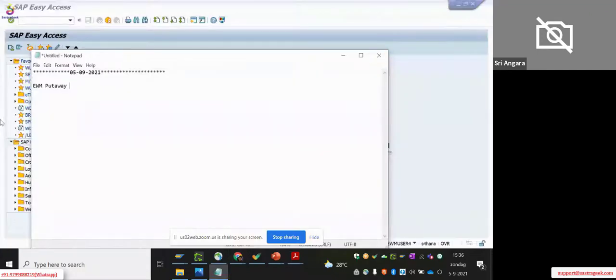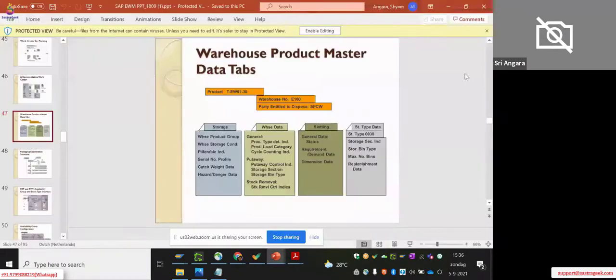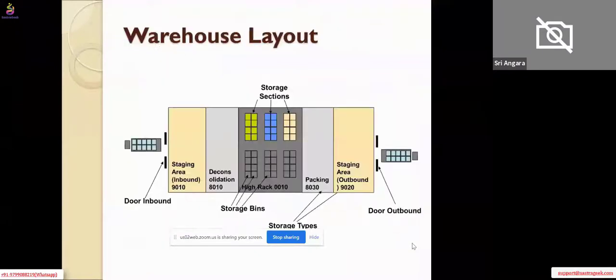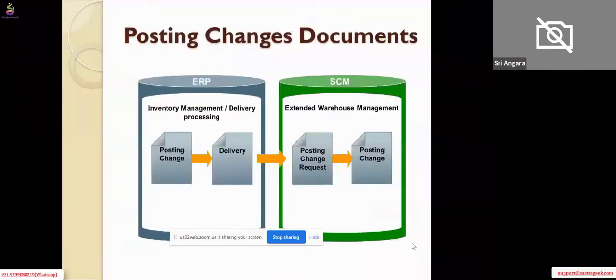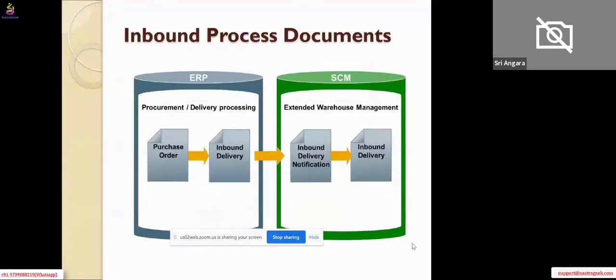No problem. Okay, so now let me just come back to the previous sessions, what we have discussed. I think today we will try to understand. This is what we have seen in the last session: a purchase order would be created against an inbound delivery, and that inbound delivery will be creating an EWM inbound delivery in the system.